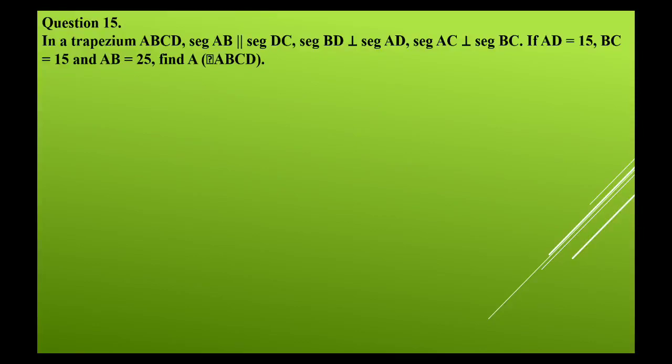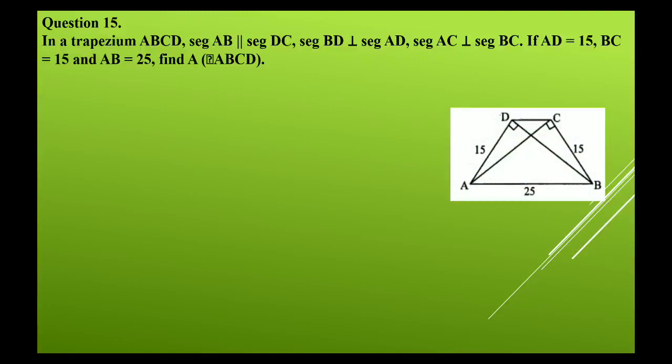Question number 15. In a trapezium ABCD, segment AB is parallel to segment DC and segment BD is perpendicular to segment AD. Segment AC is perpendicular to segment BC. If AD is equal to 15 and BC is equal to 15 and AB is equal to 25, find the area of quadrilateral ABCD. Now let us see the figure.